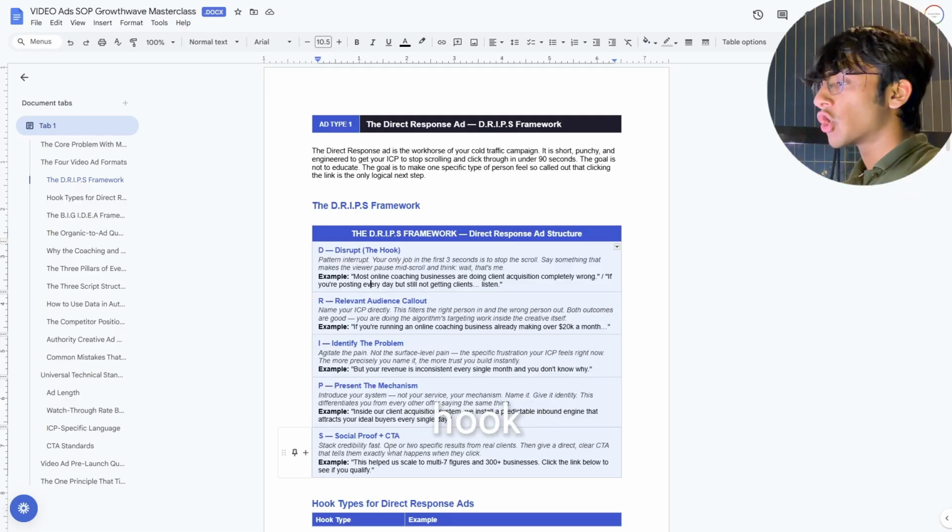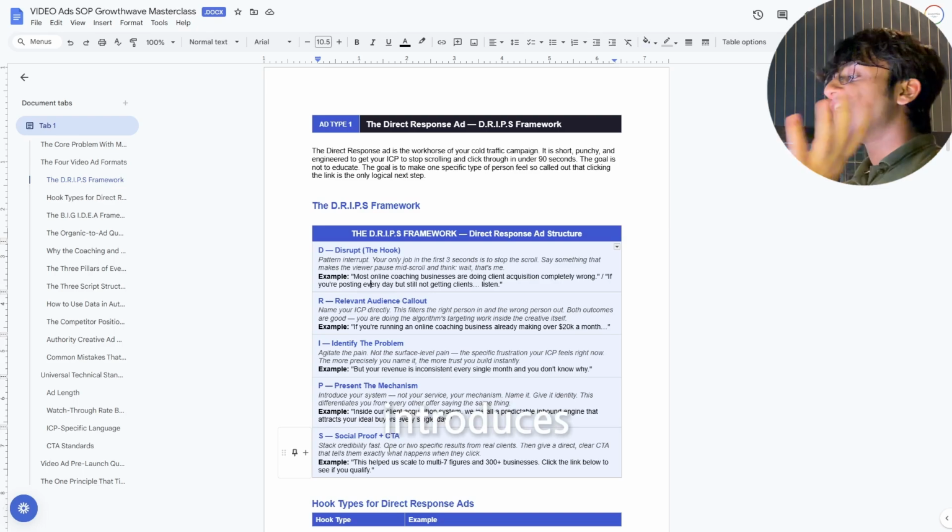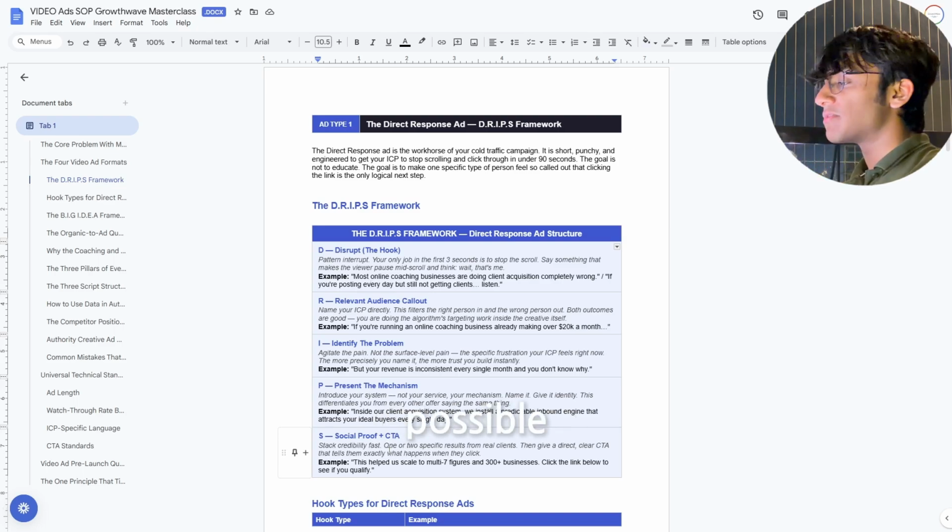It has a very good hook, calls out the audience, identifies the problem and probes into the problem really well, and introduces its mechanism in the best way possible so that it does not feel like a mundane or very repetitive mechanism that everyone else is using. And then you have social proof to back yourself up with a CTA.